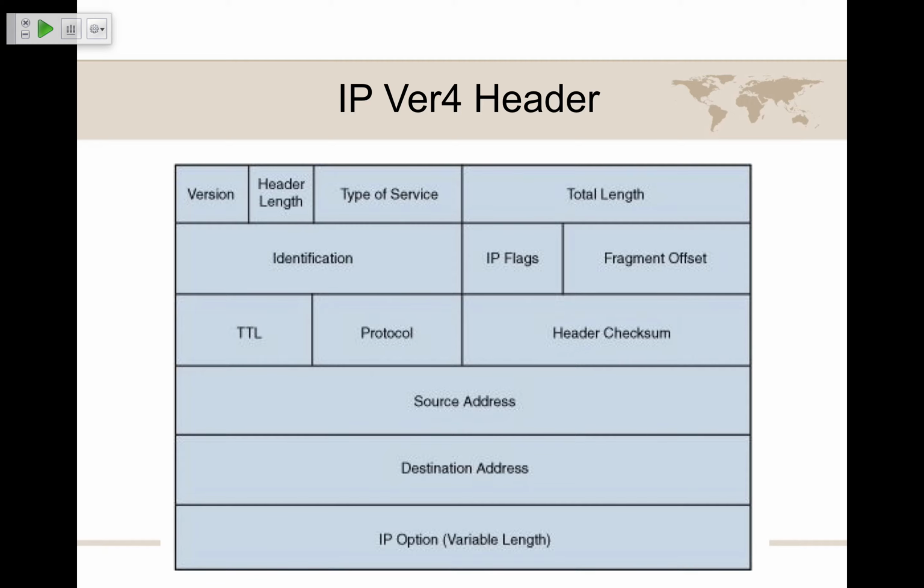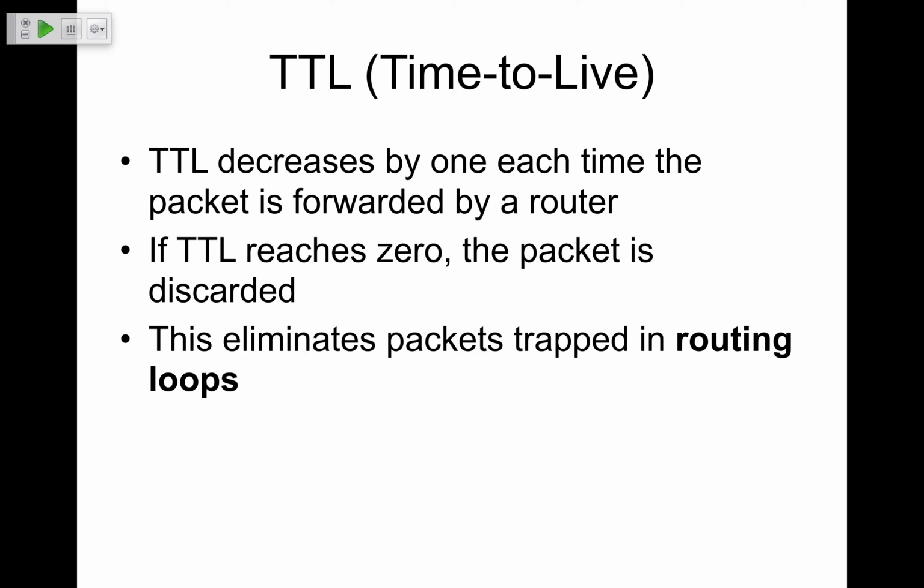Anyway, then you got the protocol here, which tells you what's included in the higher level protocol, and a checksum. So those are the main fields in the IP header. That's TTL, like I say. This eliminates packets trapped in routing loops.